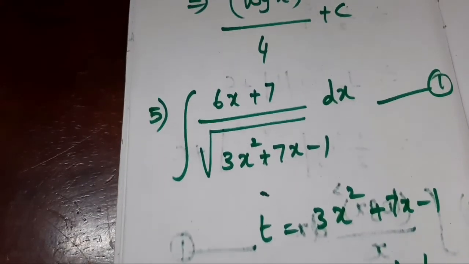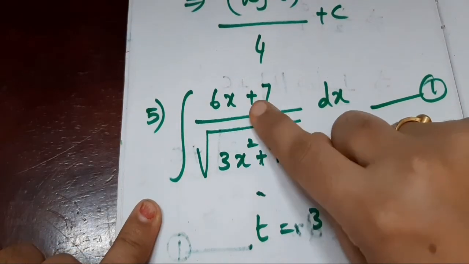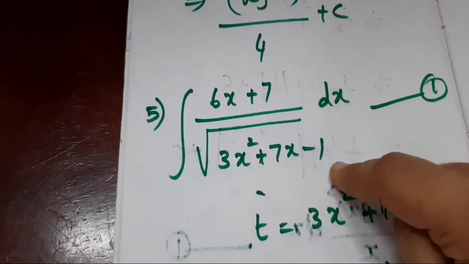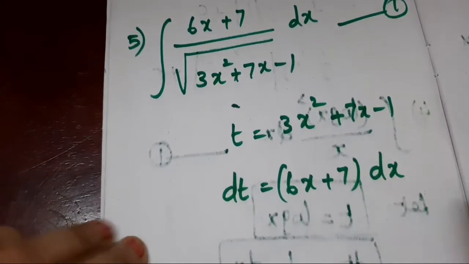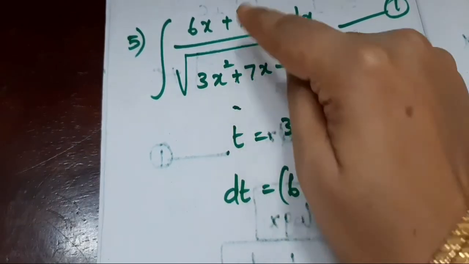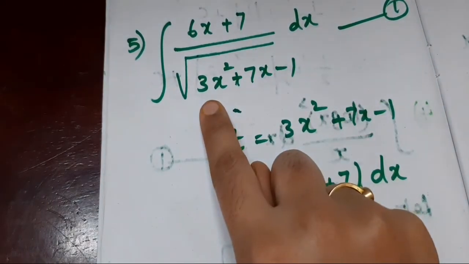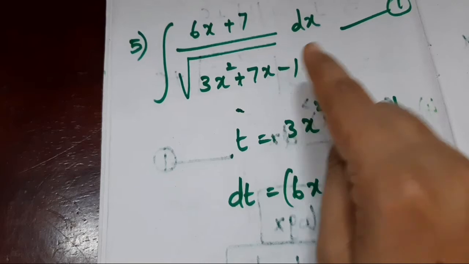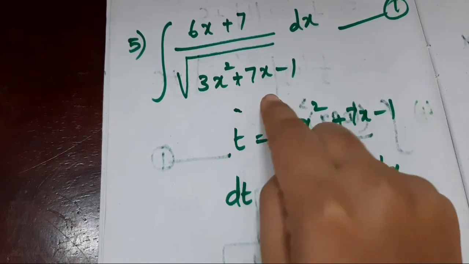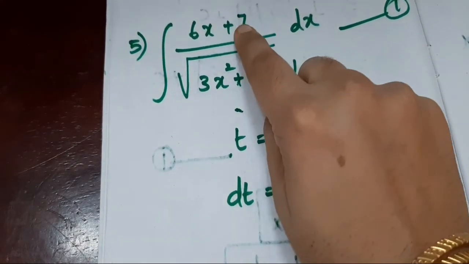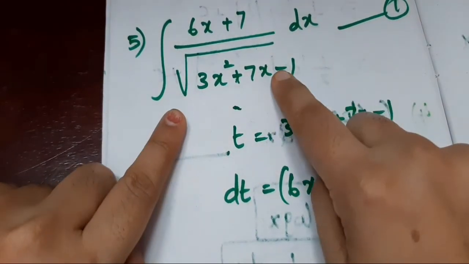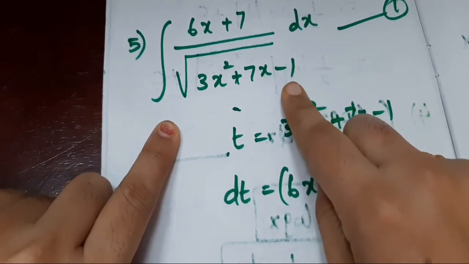Now the fifth question is integral of 6x plus 7 by square root of 3x square plus 7x minus 1 into dx. So just you can check. If you take this as t, then dt is in the numerator. So if you take t means 3x square plus 7x minus 1, what is the derivative of this 3x square plus 7x minus 1? 6x plus 7. So the derivative is in the numerator. The derivative is in the numerator. So I can take t as this one. So like this only you have to decide. You should decide.